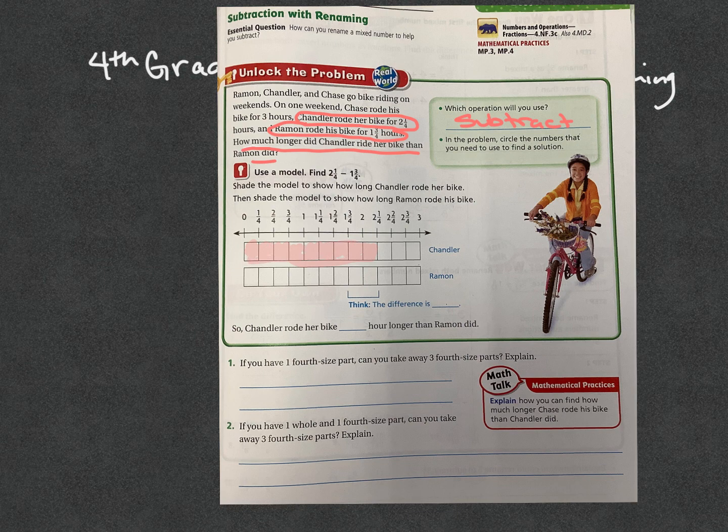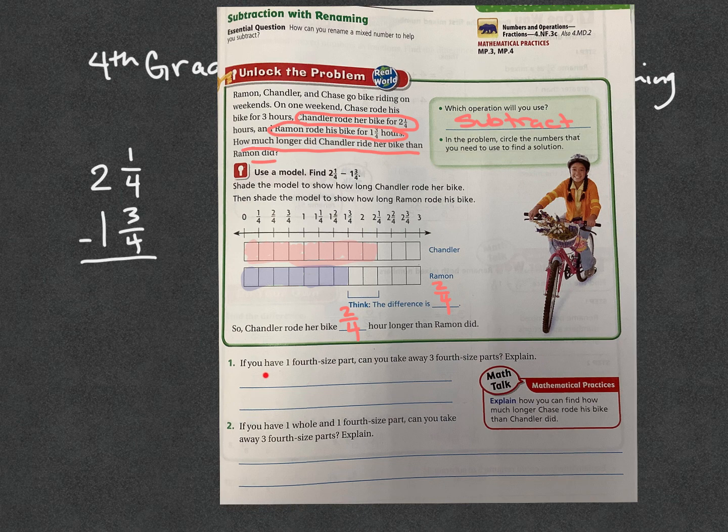And then for Ramon, his was 1 3/4, so we will do 1 shaded in this green color. That's hard to see. How about this instead? That's better. 1 whole, and then 1/4, 2/4, 3/4. Okay. When I do this visually, I can see that the difference between them to get from here to here is 2/4. So Chandler rode her bike 2/4 hour longer than Ramon did.